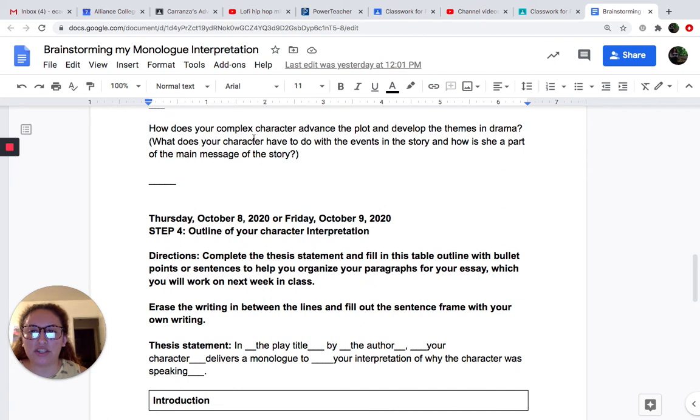And then the last question, how does your complex character advance the plot and develop the theme in the drama? In other words, what does the character have to do with the events in the story, and how is she a part of the main message of the story?